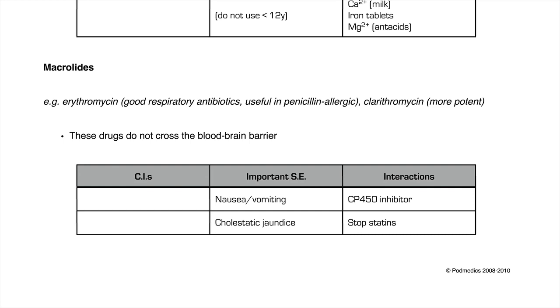In terms of the important interactions, the macrolides generally are a group of drugs that are CYP450 inhibitors, and that's important to remember. There are a couple of great mnemonics for remembering the inhibitors, and also they can reduce the effectiveness of statins as well.